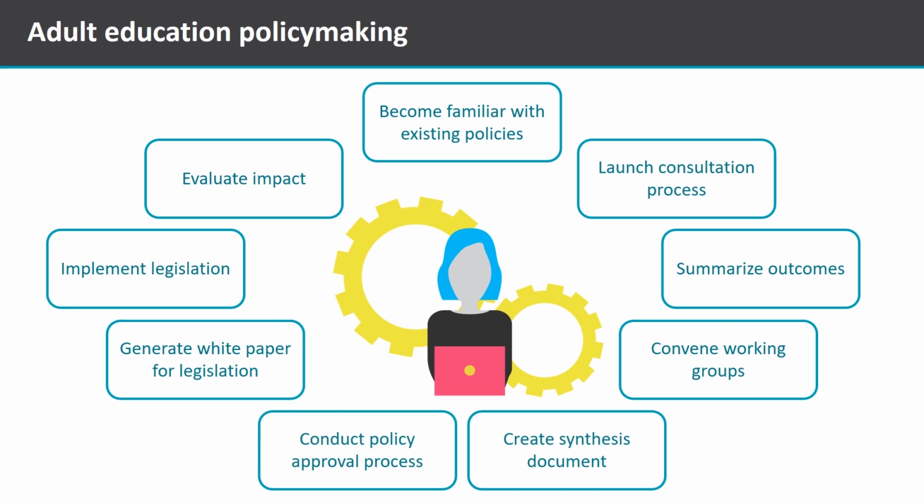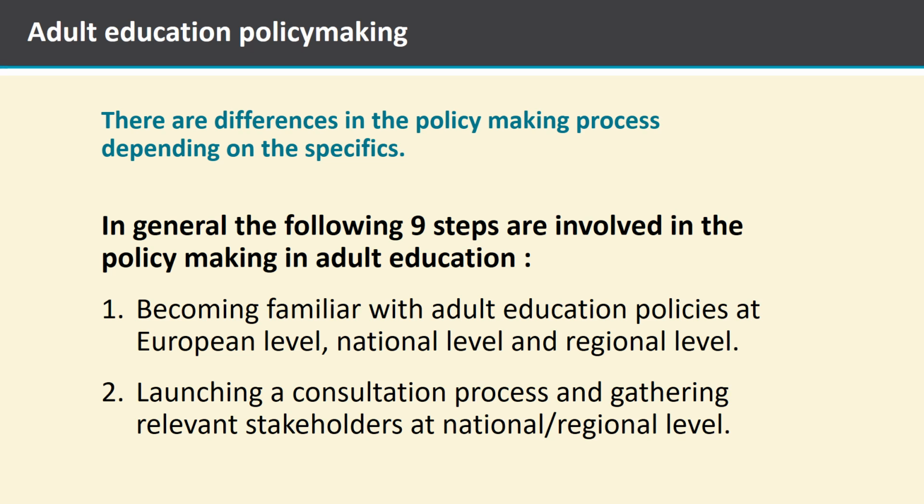The steps are becoming familiar with existing policies, launching the consultation process, summarizing the outcomes, convening working groups, creating synthesis documents, conducting a policy approval process, which will vary from country to country, generating white papers for legislation, which is usually the way it is done at government or at regional level, implementing the legislation arising from the white paper, and then evaluating its impact. Let us now explain a little bit more detail on each of these 9 steps, acknowledging that there are differences in the policy-making process depending on the specifics.